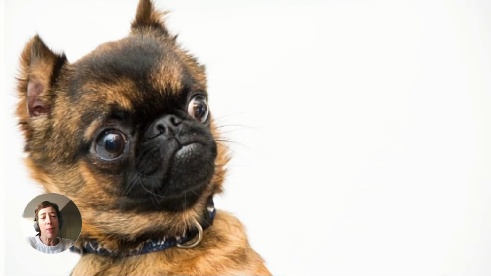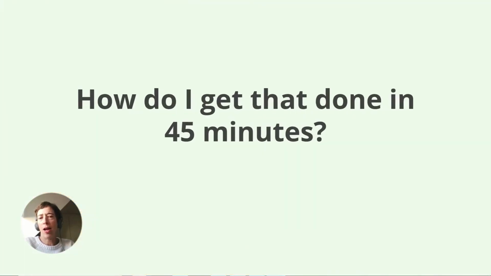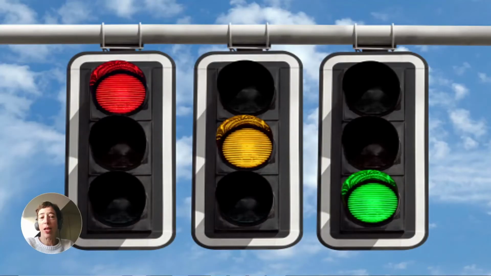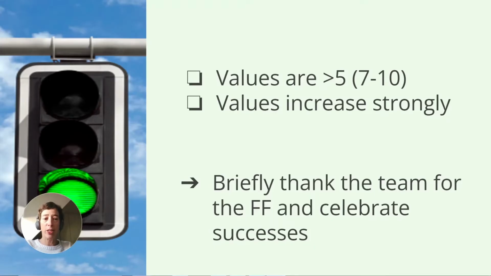Maybe your team has submitted a lot of feed forwards and comments, and you are wondering, how do I ever get that done in 45 minutes? There is a simple possibility, the traffic light system. In the preparation, divide the questions that have been asked into the 3 colors of the traffic light. Green are questions that have been assessed with a score of 5 or higher. In the brackets you see the values for scales from 1 to 10. Or scores that have been improved considerably since the last survey. That means the measures are taking effect and you are on the right track.